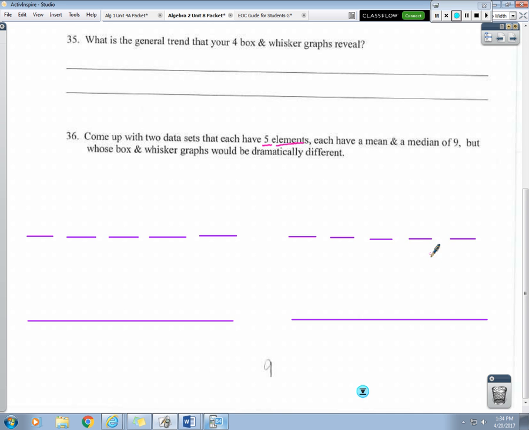I'm going to give you a few minutes to work on that on your own. Does everybody understand the directions? You have to create 2 different lists, Kennedy, of 5 numbers. But each list has to average to 9, and each list has to have a median of 9. But the lists have to be so different that when you create a box and whisker plot, they look really different. So an average of 9 and a middle number of 9. But they have to be drastically different so that when you create their box and whisker plot, it's drastically different.